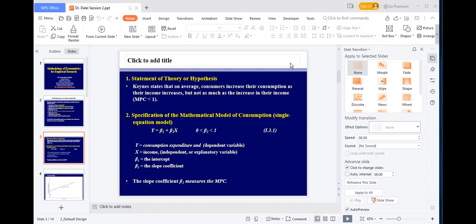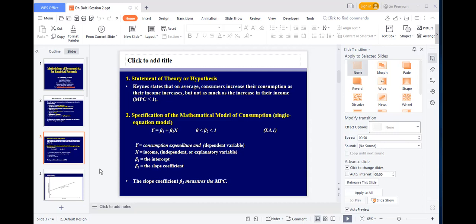When we calculate MPC, we try to see how much is the change in consumption expenditure due to change in income. Whenever you have income, definitely you will use some part of it to consume. So what is the change of consumption expenditure when there is any change in income? That is your MPC, the marginal propensity to consume, and that is nothing but the slope of your equation.